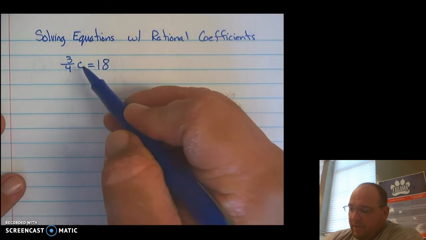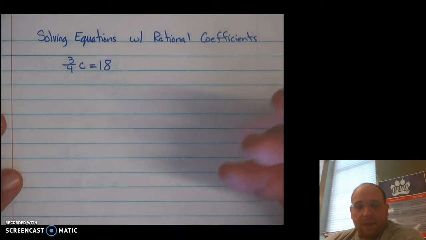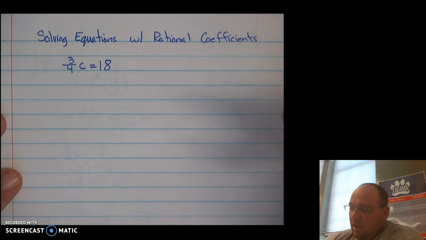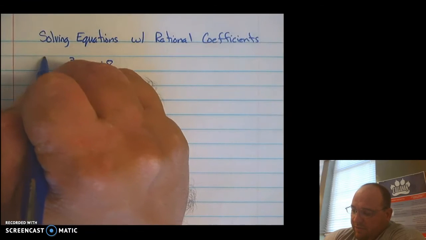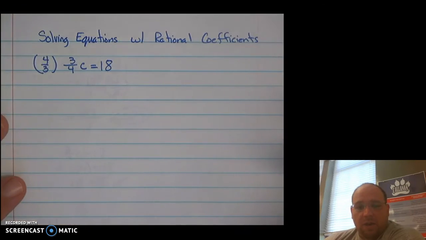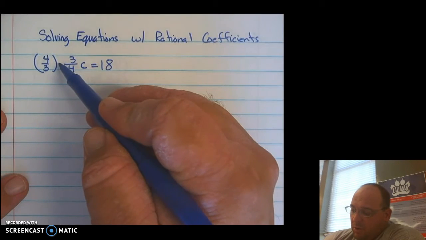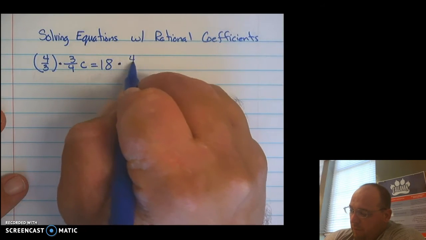I have 3/4 c. I need to remove this 3/4 from the c. I do that by multiplying by the reciprocal of 3/4, and the reciprocal is just this fraction inverted. So 3/4 inverted is an improper fraction of 4/3. And I know in equations I need to do some type of balancing. So if I'm going to multiply this side by 4/3, I also need to multiply this side by 4/3.